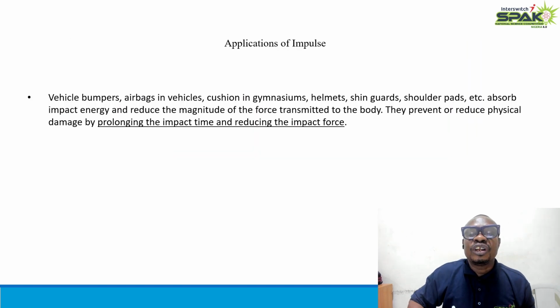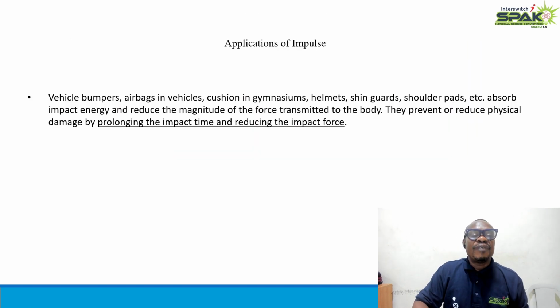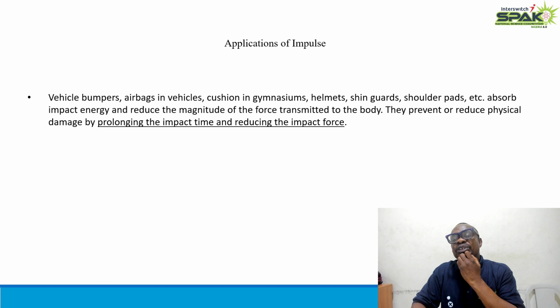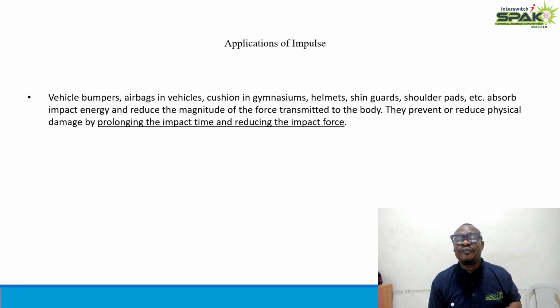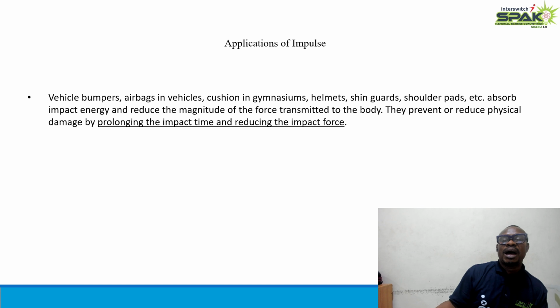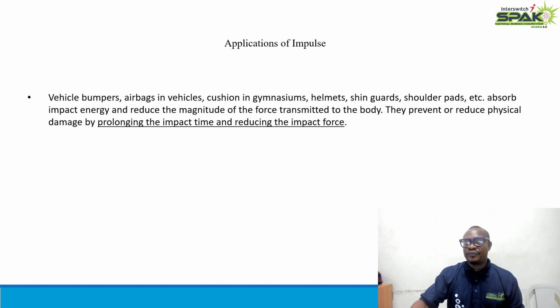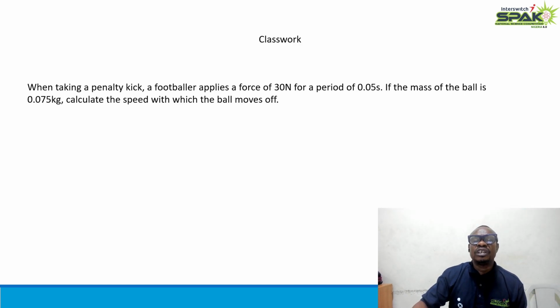So the applications are what I've just explained here: vehicles, bumpers, airbags in vehicles, cushions in gymnasiums, helmets, shin guards. Of course, the footballers always have a shin guard, and at the back of the shin guard you have foams there. Okay, shoulder pads, etc. They absorb impact energy and reduce the magnitude of the force transmitted to the body. They prevent or reduce physical damage by prolonging the impact time and reducing the impact force. Okay, these are what I've just explained.